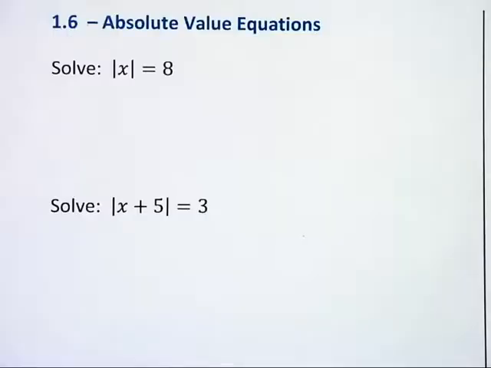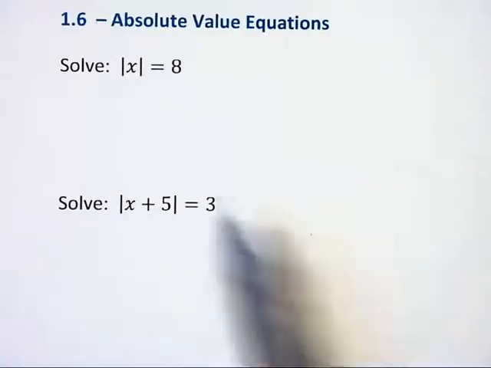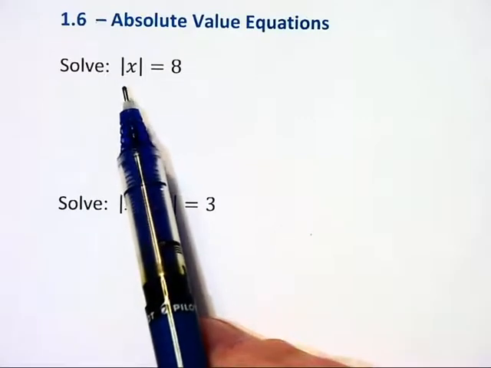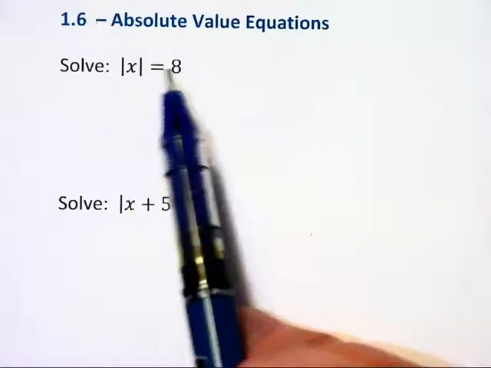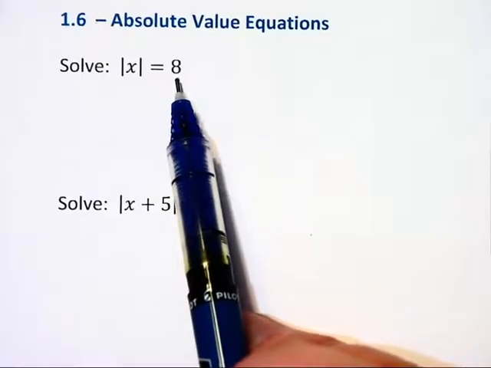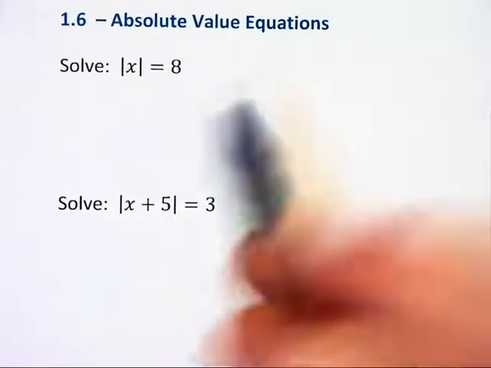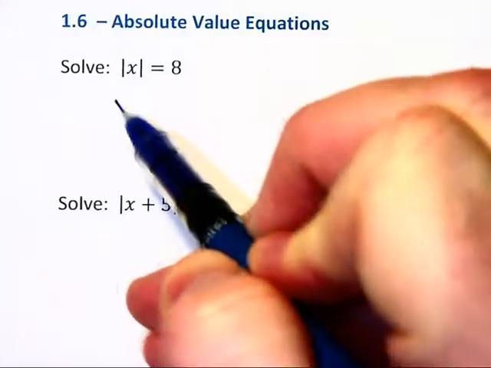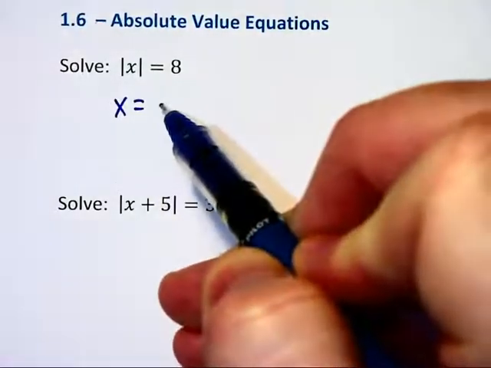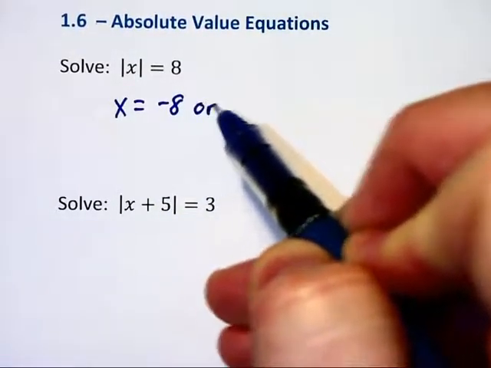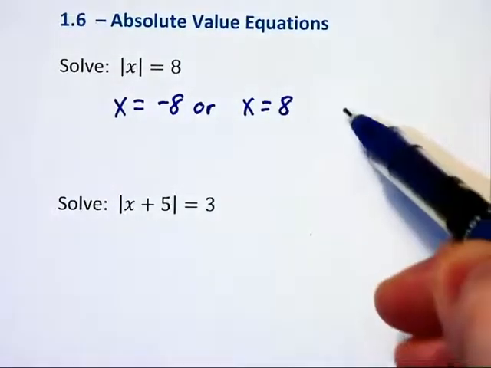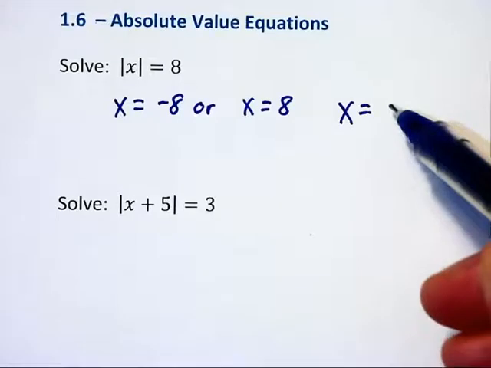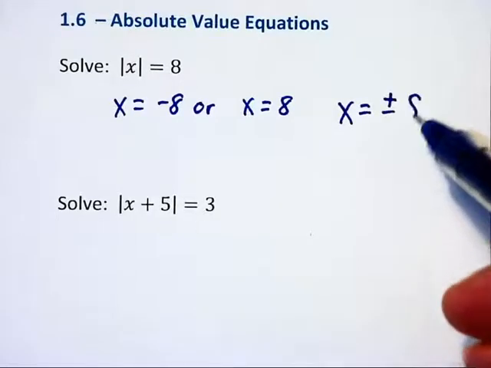Recall that absolute values represent distance, and when we're trying to solve the absolute value of x equal to 8, we're saying find those values of x whose distance is 8 units away from 0 on the number line. And that basically tells us that x will equal -8 or x will equal +8. And in this case we would use a plus or minus symbol. X is equal to plus or minus 8.